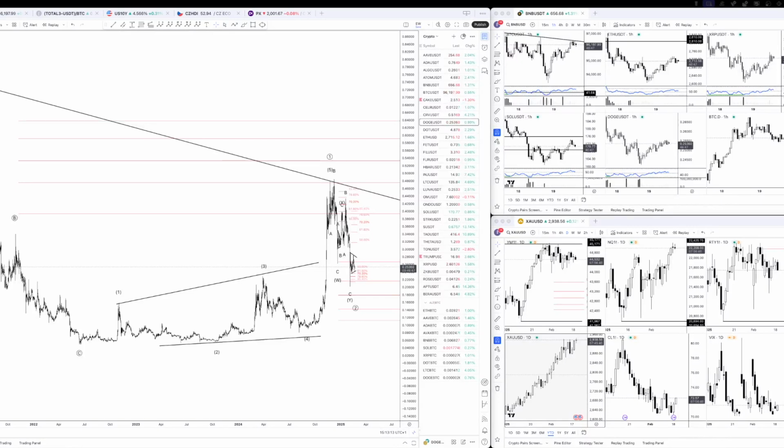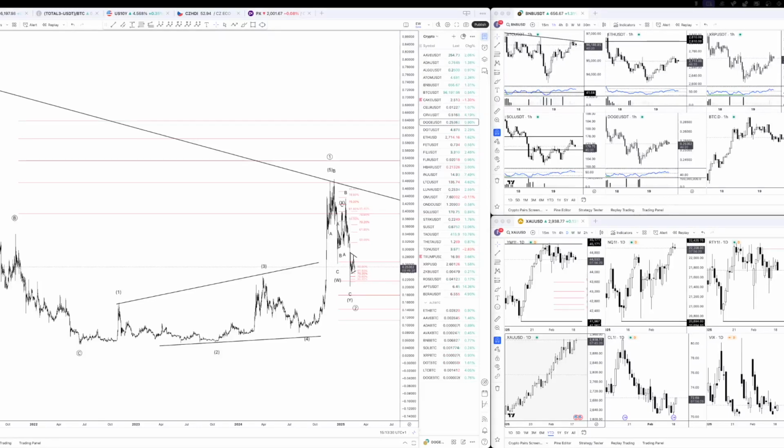This time I want to take a look at Doge USDT on the daily on the Binance charts. The reason I go on the daily is because there is a possibility that Doge is in between two scenarios.